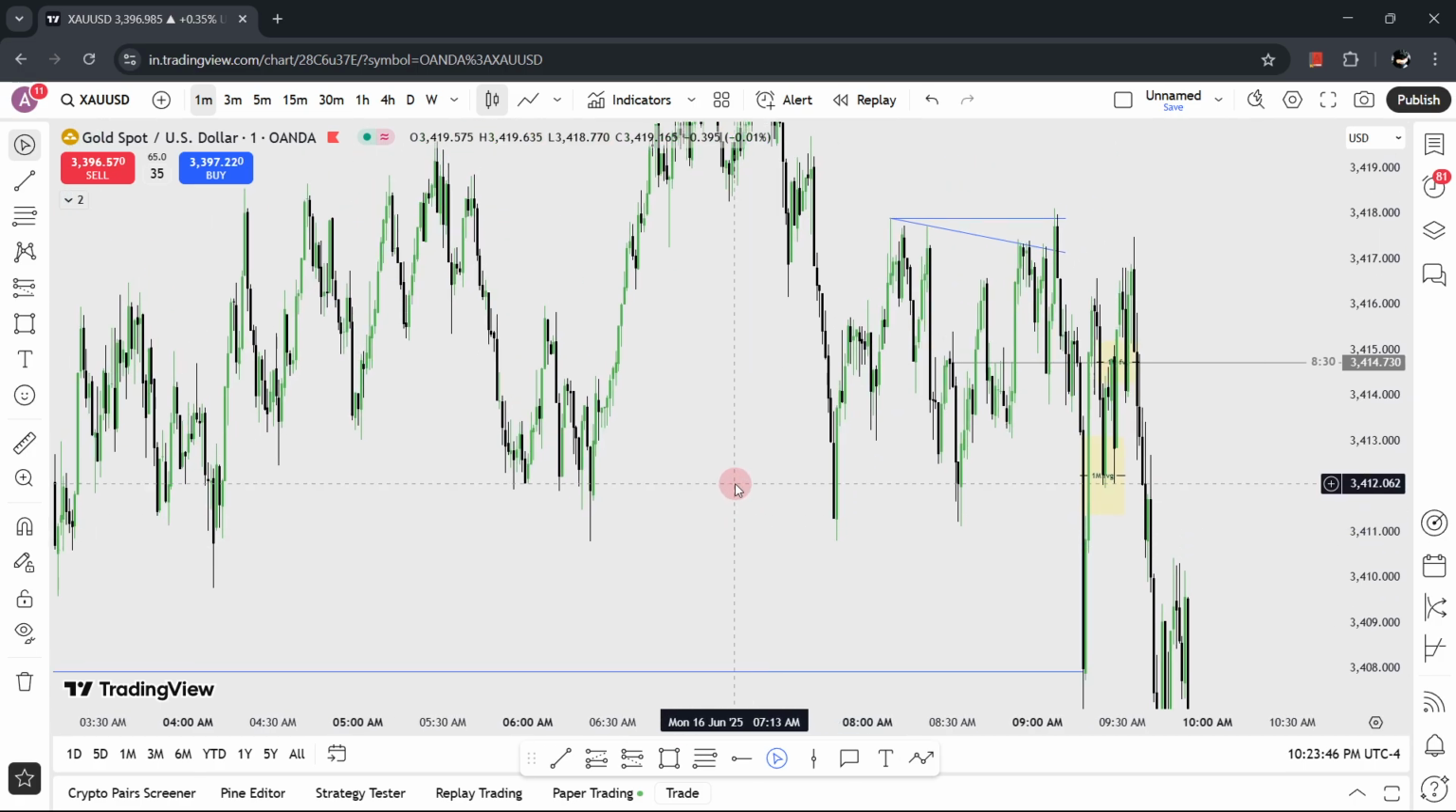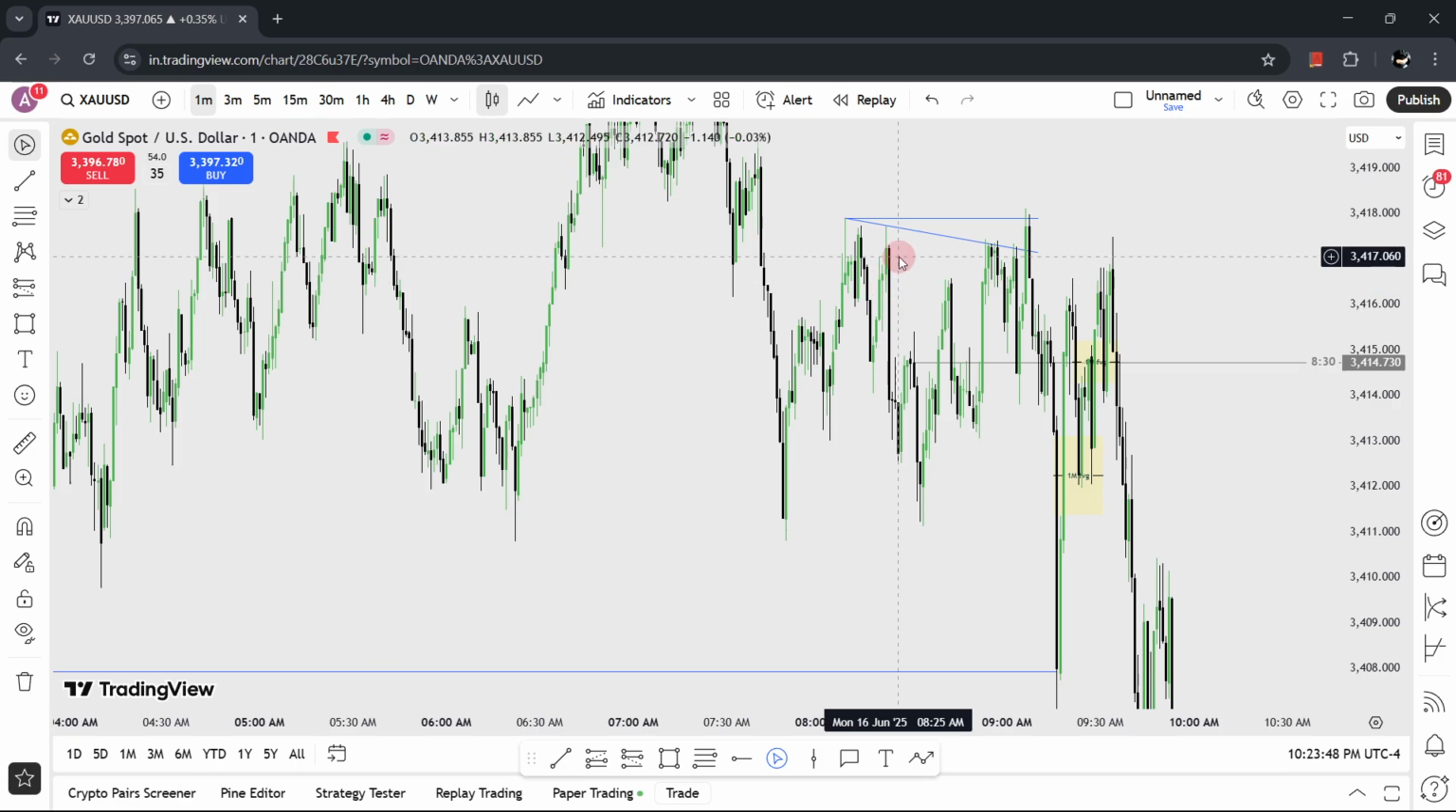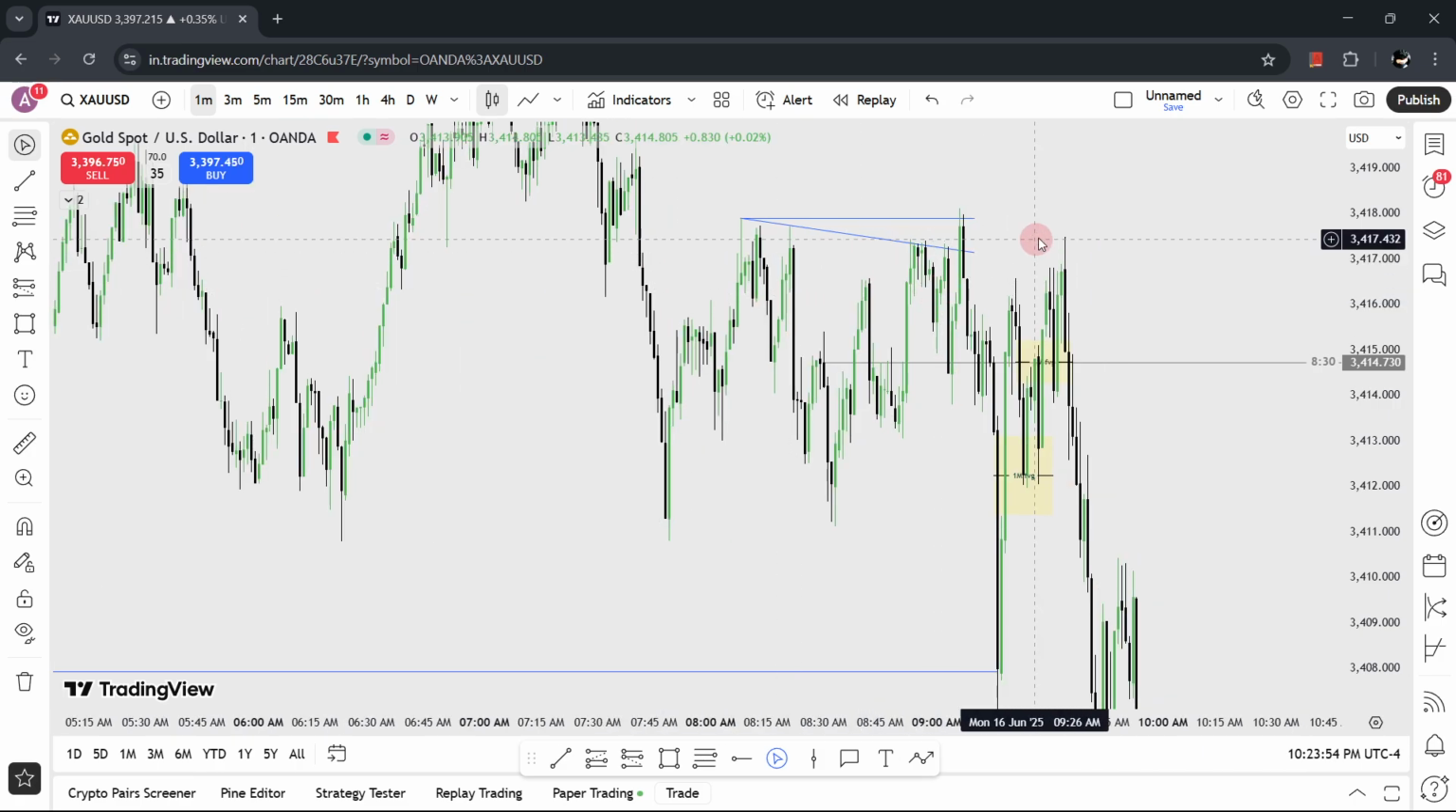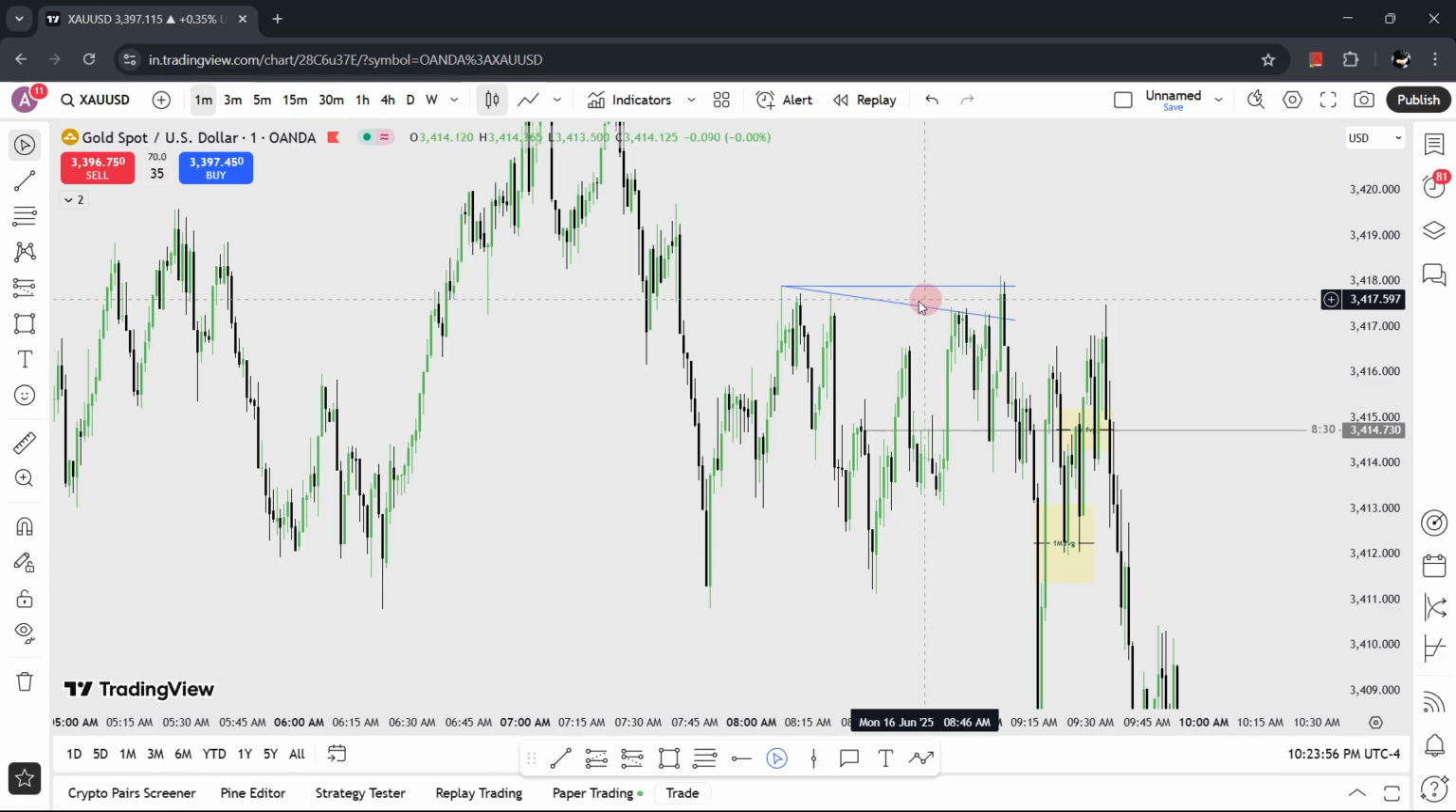Okay, so let's say you didn't get an entry on the 2 minute or this 1 minute. What you should do is just look at the price action. I will just erase this.